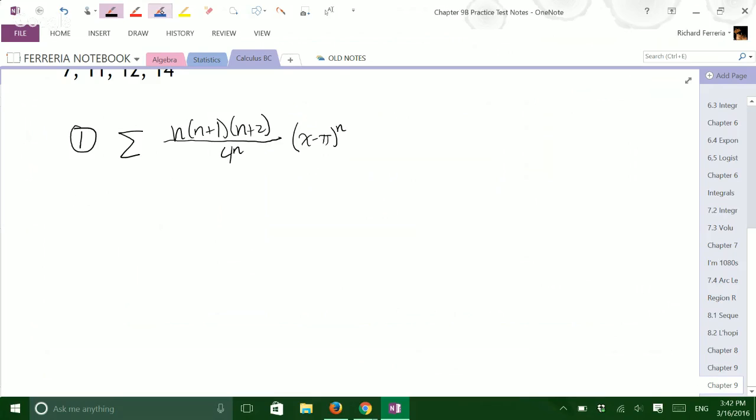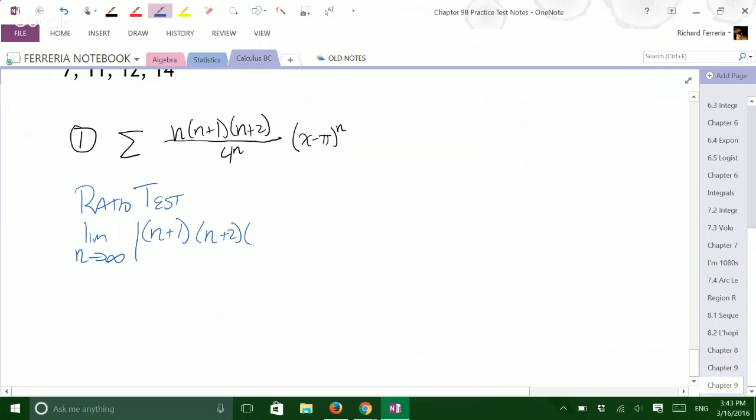Actually, let's do this in blue. We have to use a ratio test. Every time you use a ratio test, please write the words ratio test. Even if you mess up, at least someone will know that you're on the right track. So n becomes n plus 1, n plus 1 becomes n plus 2, n plus 2 becomes n plus 3. Denominator becomes 4 to the n plus 1. And then we also get x minus pi to the n plus 1.